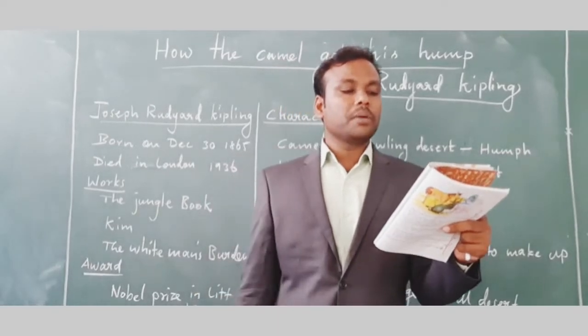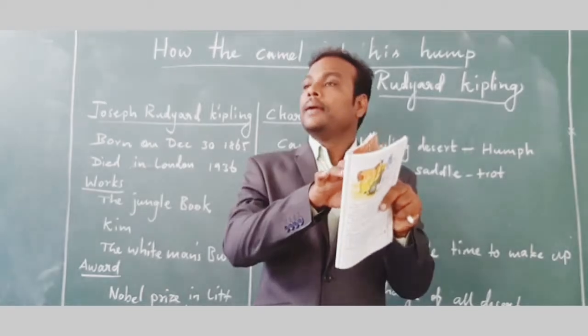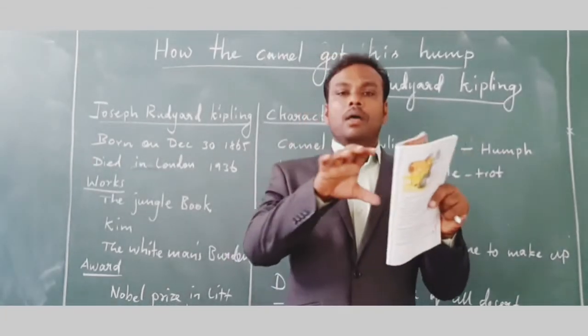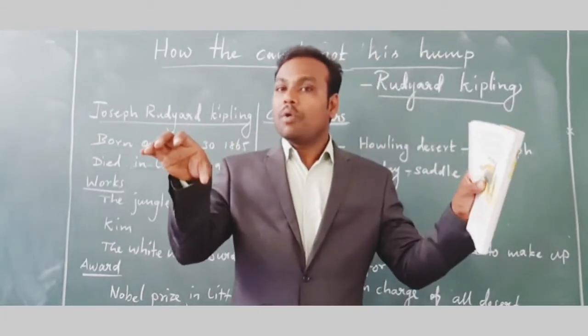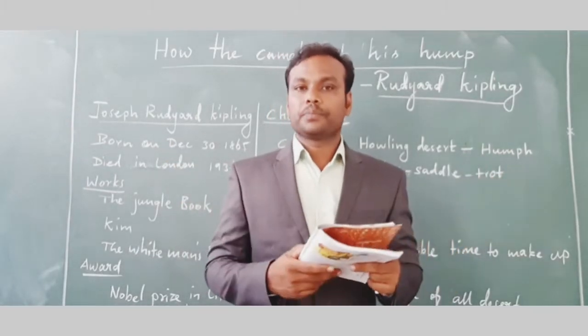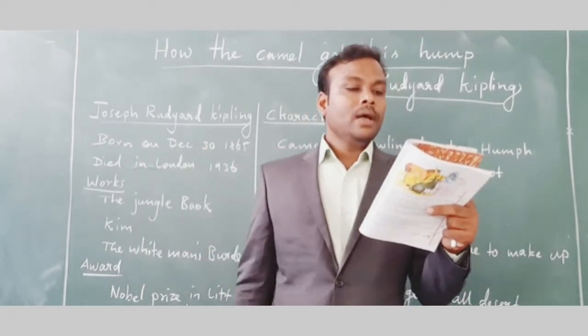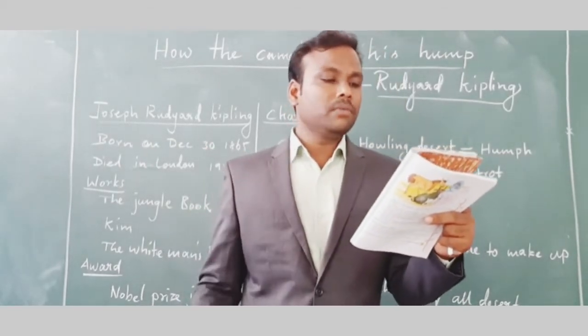Next, the ox came to him with a yoke, as it is said. That is a wooden or steel frame placed on the neck of the ox. It will help for plowing. For plowing, they are using this yoke. To the ox also, he delivered the word "hum."